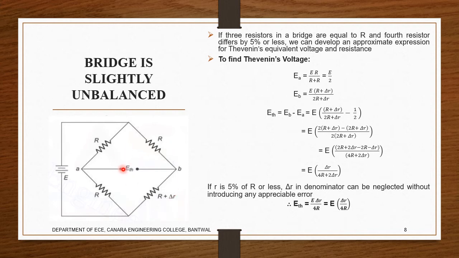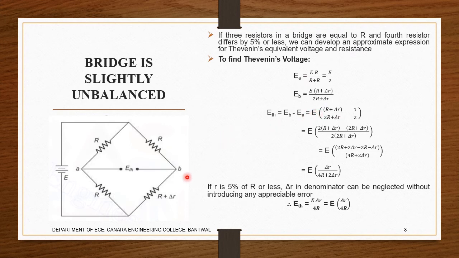So what is EA here? Same procedure. EA is equal to E into R divided by R plus R. Simplifying, ER divided by 2R, so R and R get cancelled, and it is E divided by 2. Then EB, what will happen? E into R plus delta R in brackets divided by R plus R plus delta R, so it becomes 2R plus delta R.